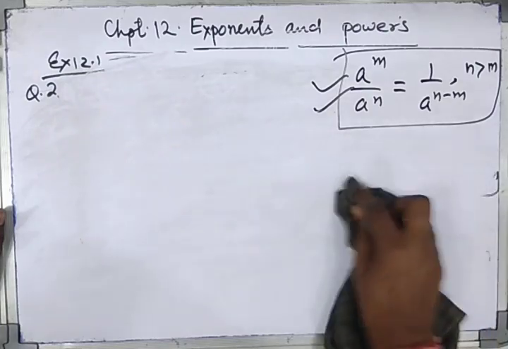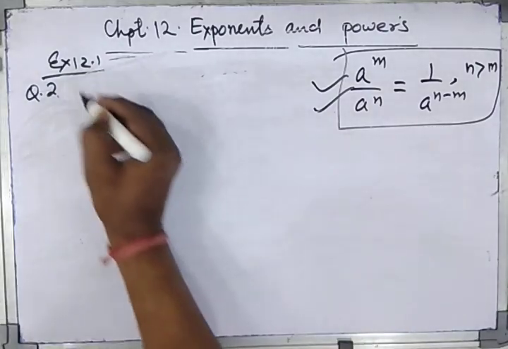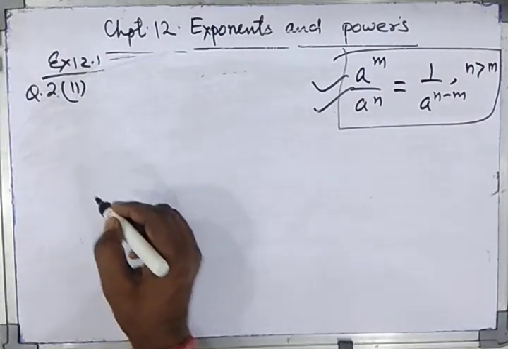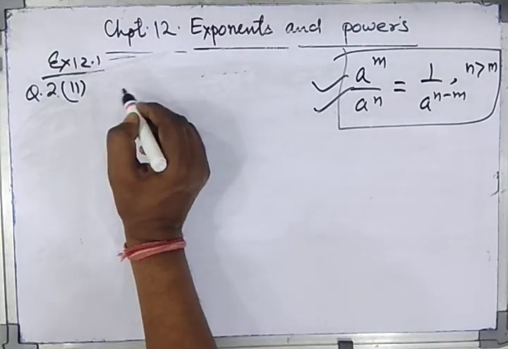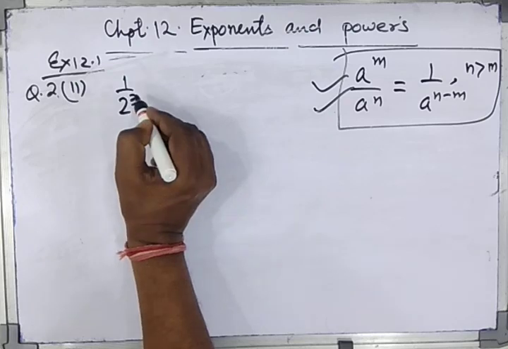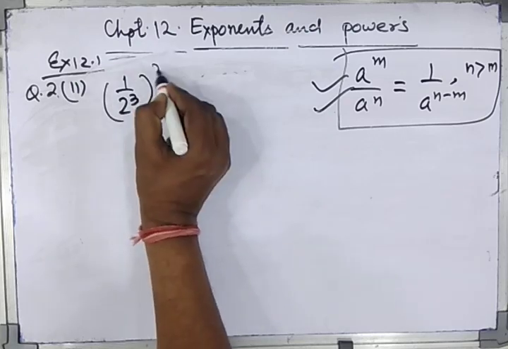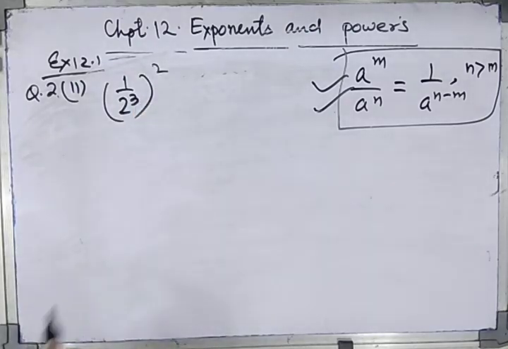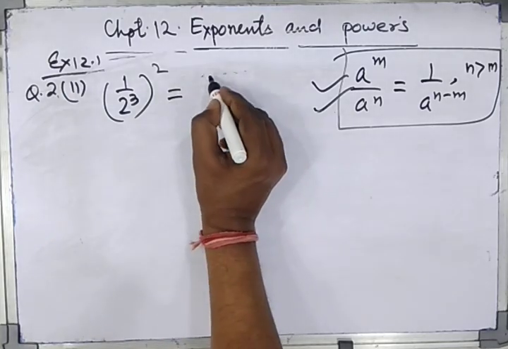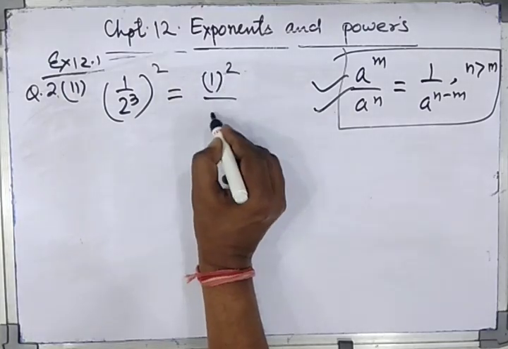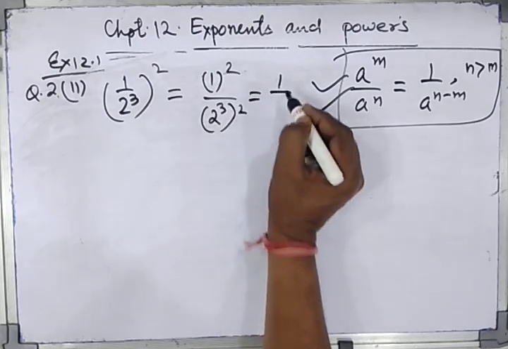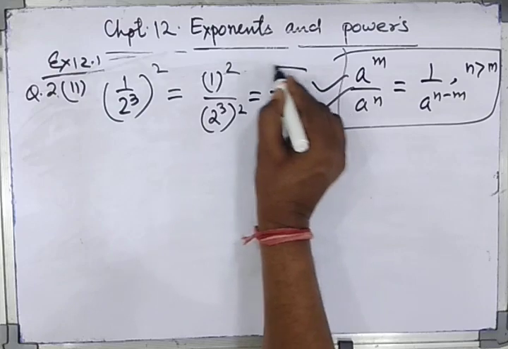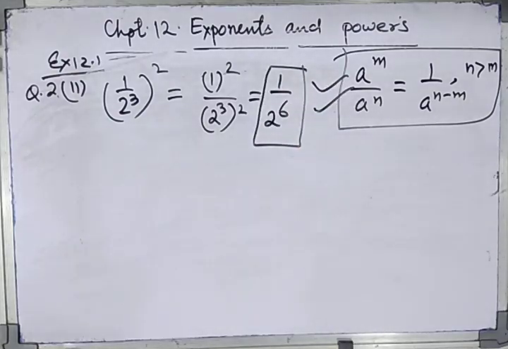Second one in question number 2, student: 1 by 2 cube whole square. So student, 1 by 2 cube whole square will be equal to 1 by 2 raised to 6. This is the power notation form.